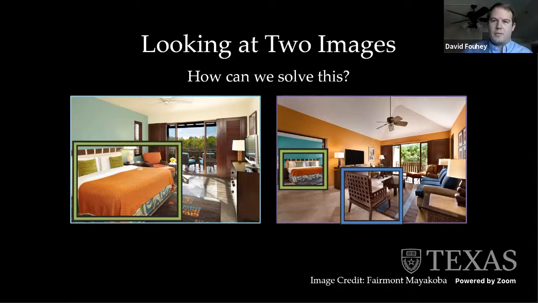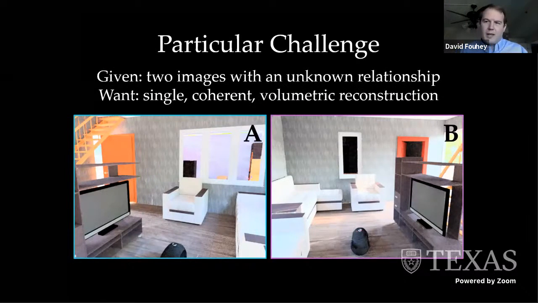There's a photo from the kitchen, people are sitting around talking. There's a photo from the living room. You have this amazing ability to understand the 3D structure from a small number of images without a priori knowing where the cameras are and without having very much information. And you're able to do it even if there's not a lot of overlap, and even if this chair appears in only one of the images, yet you produce a single understanding. So the particular challenge I'm going to talk about today is, given two images with an unknown relationship, we want a single coherent volumetric reconstruction.